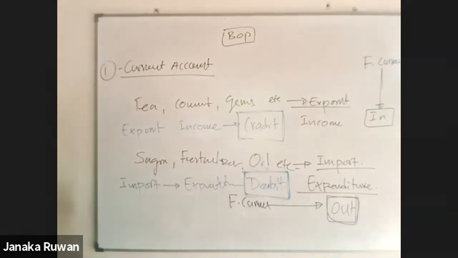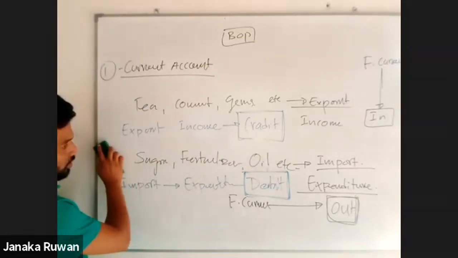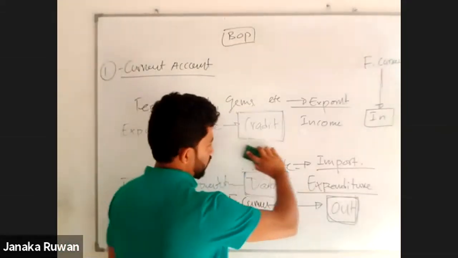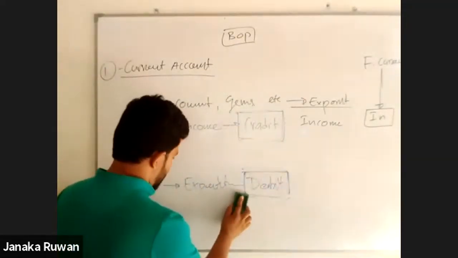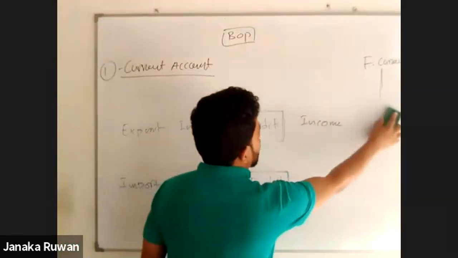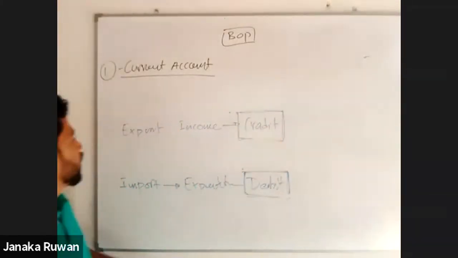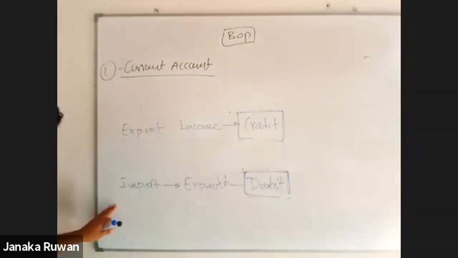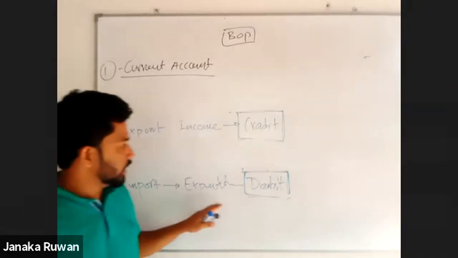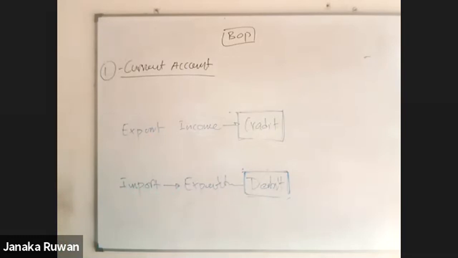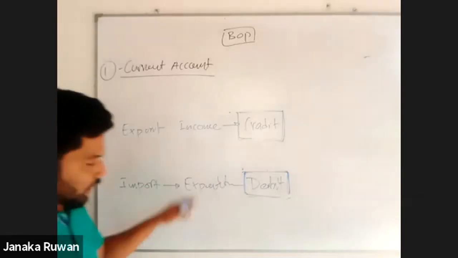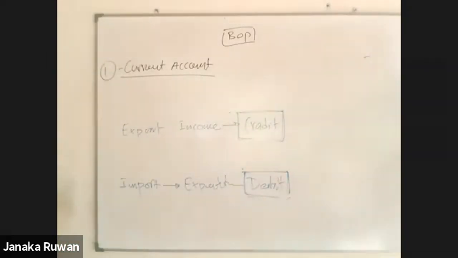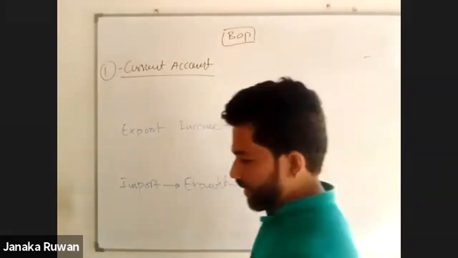You need to write down these two in your notebook, for better understanding of the balance of payment. First one is export income, which will be a credit record. Import expenditure will be a debit record for the current account. Write down these two main components that you need to identify in the current account.